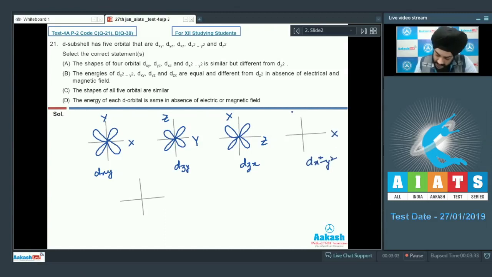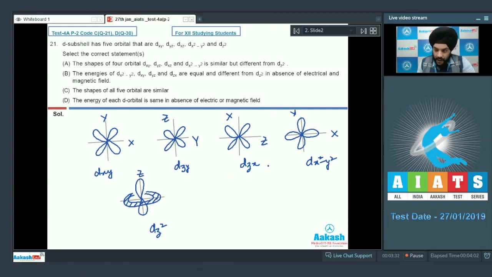So the dx square minus y square has lobes along the axis. So these are also double dumbbell in shape. But if we talk about dz square, the dz square orbital has lobes along the z-axis. And there is a ring present in the xy plane. So if we talk about the shape of these orbitals, we can clearly see that the 4 orbitals which are drawn above, they are double dumbbell shape. They have a similar shape. Whereas the 5th one, which is the dz square, it has a different structure than the others.